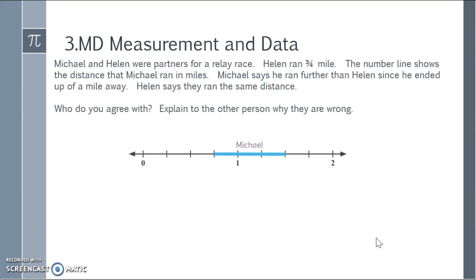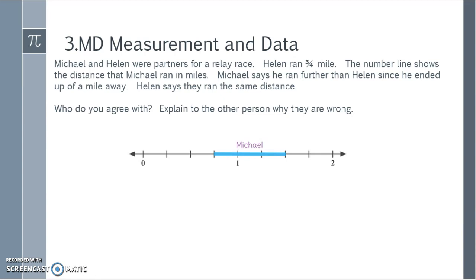Michael and Helen were partners for a relay race. Helen ran 3/4 of a mile. The number line shows the distance that Michael ran in miles. Michael says he ran further than Helen since he ended up a mile away. Helen says they ran the same distance. Who do you agree with? Explain to the other person why they are wrong.